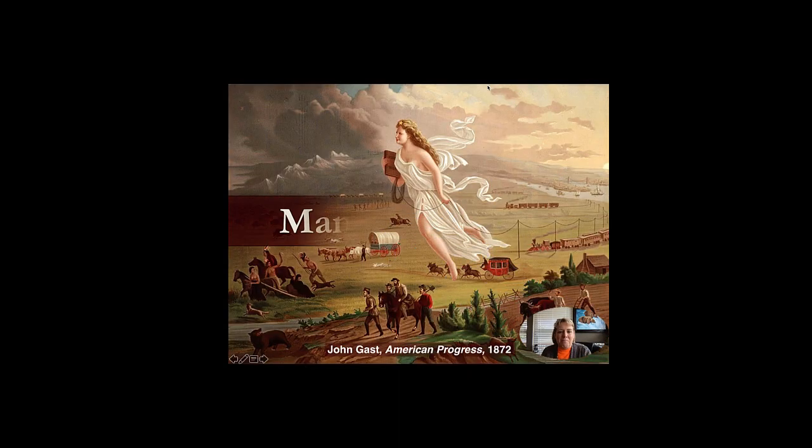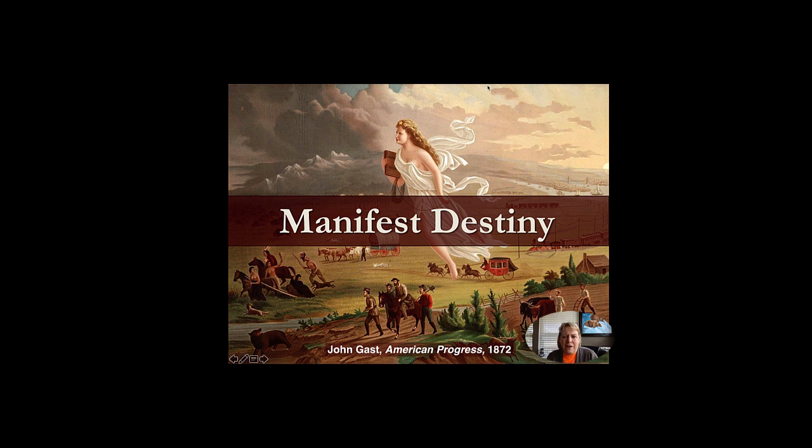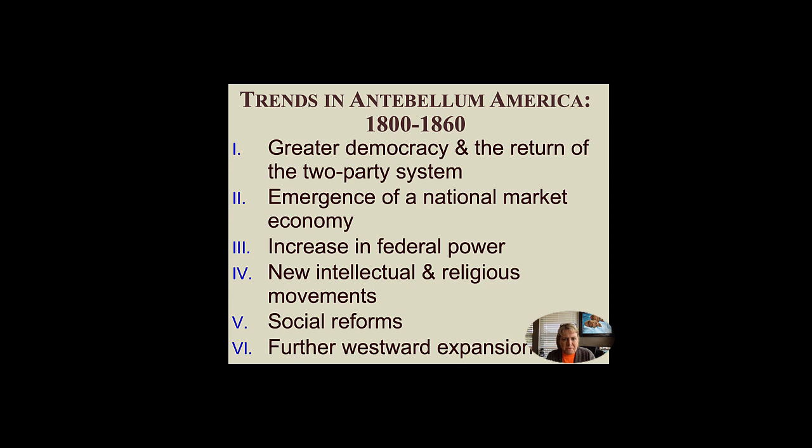That's right. Manifest destiny, that idea that America had this God-given right to expand all the way to the Pacific Ocean. But how did we get to that point? How did we get to this idea that we were supposed to expand from the Atlantic all the way to the Pacific? We started to see some specific trends start to grow during the 1800s. Specifically during Antebellum America. And this time period is generally considered from 1800 to 1860, leading up to the Civil War.